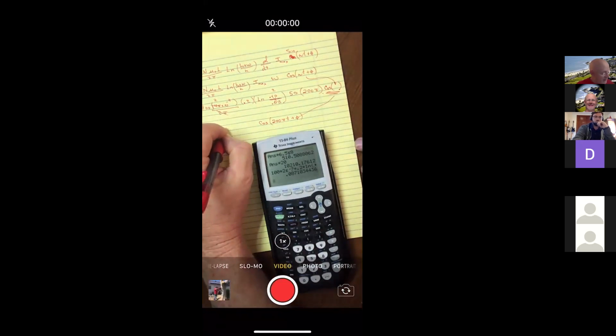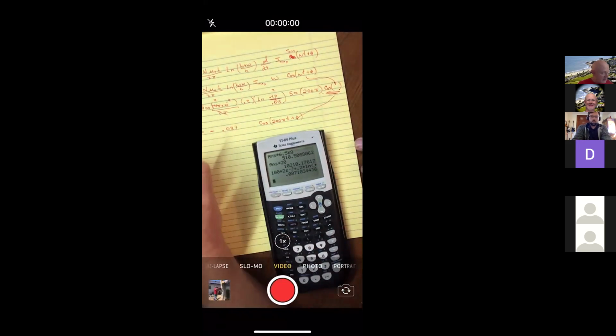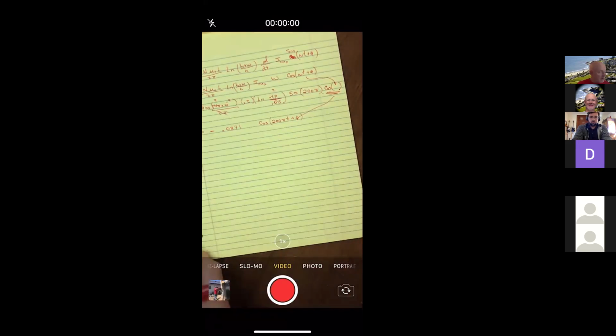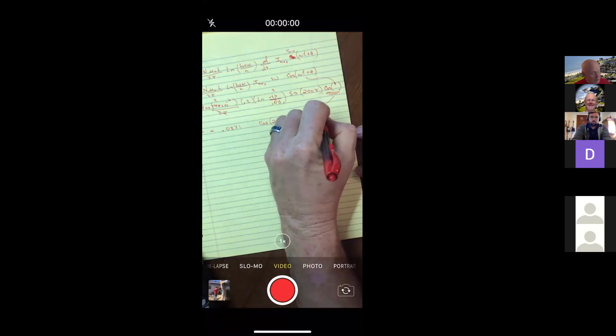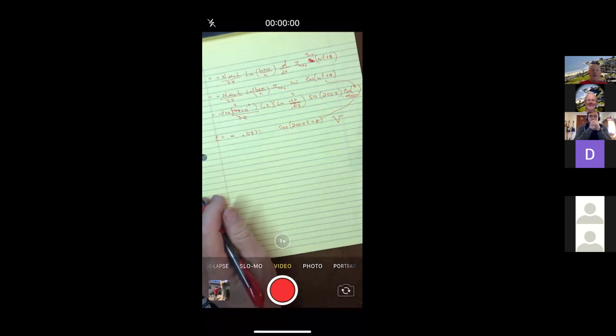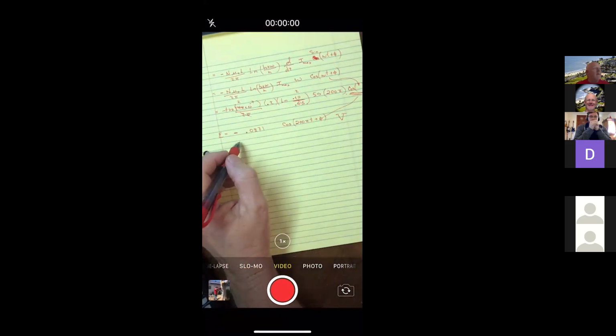So 0.0871, and then the cosine. And I guess units would be volts. So this is the EMF created in there.